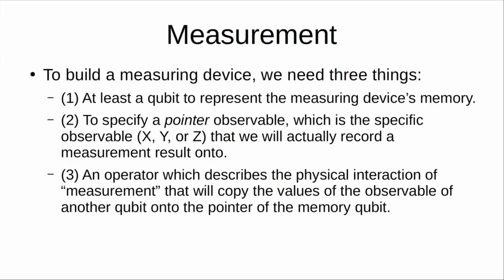And the one that's doing the recording we can call the pointer. So the third thing we need is an operator, because a measurement is a kind of physical interaction. And an operator describes physical interactions. So we need an operator that will describe an interaction between 2 qubits that has the result of copying a particular observable of the qubit we're measuring onto the memory state of the qubit for the measuring device. So if we have these 3 things, then we could define a very simple measuring device.